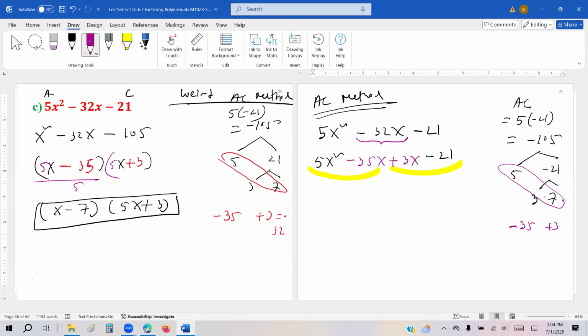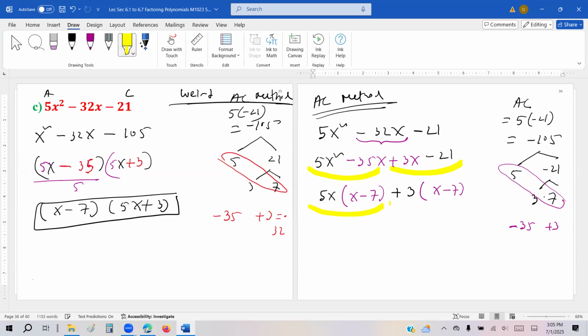What do you observe in the first group? What's the GCF in the first group? 5x. After you factor out 5x, what remains in the first group? 7. And now you're going to the second group. What's the common factor in the second group? 3, including the sign, okay? So what remains in the second group after we factor out the 3? X minus 7. X minus 7.